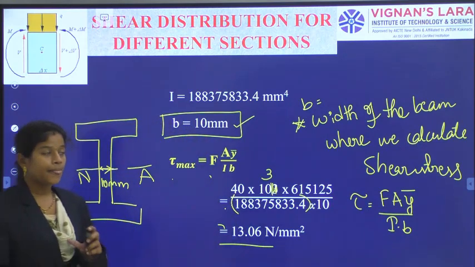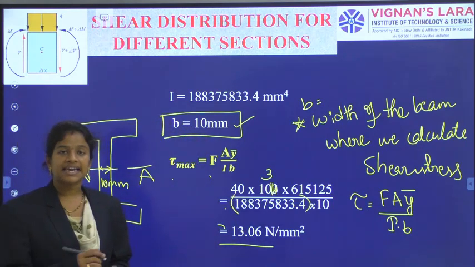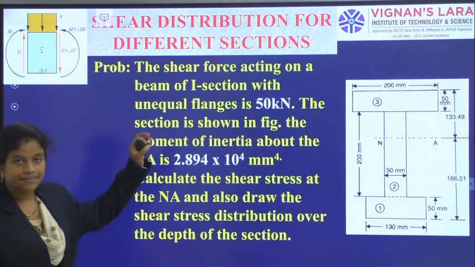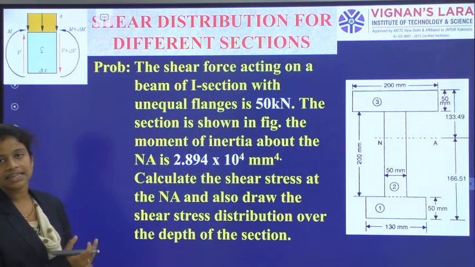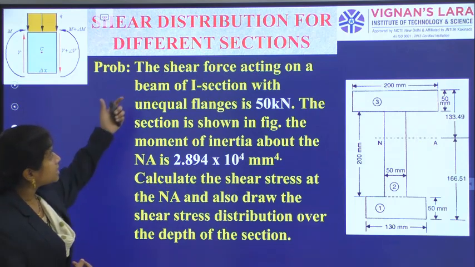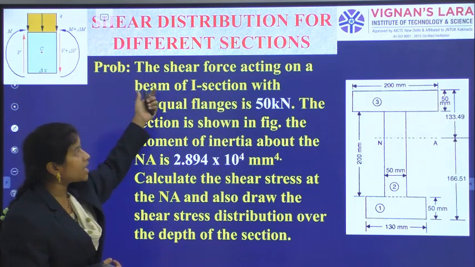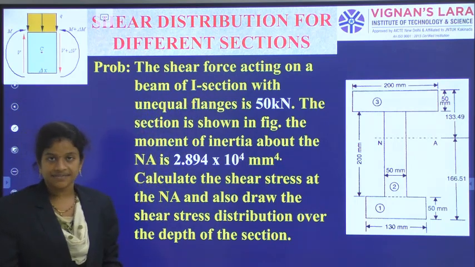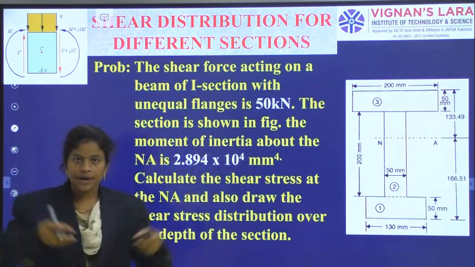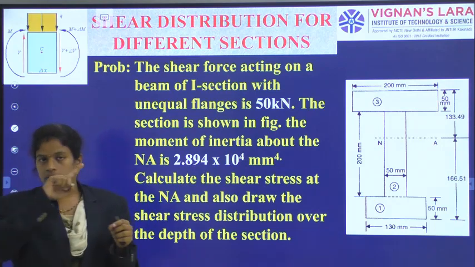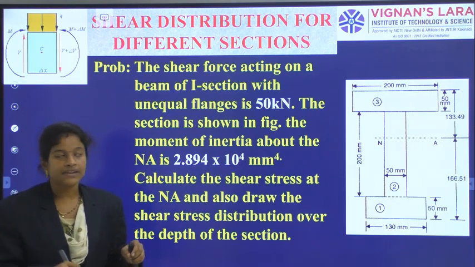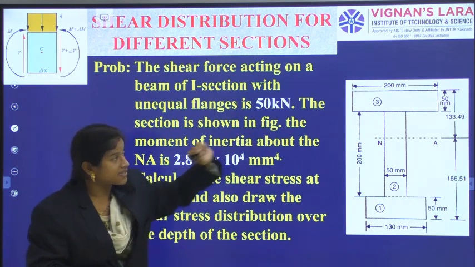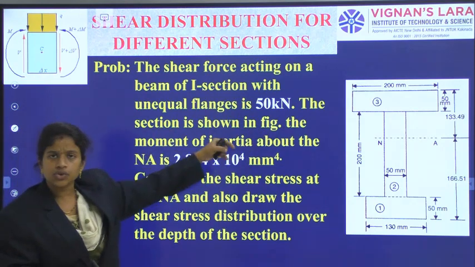And next we are going for an I section which is unsymmetrical. So simply first read the problem, what they are asking, we will calculate now. The shearing force acting on a beam of I section with unequal flanges. Flange means the top and bottom wings. So it is having unequal flanges, the shear force acting on the section is 50 kilonewtons, and the section is shown in the figure.